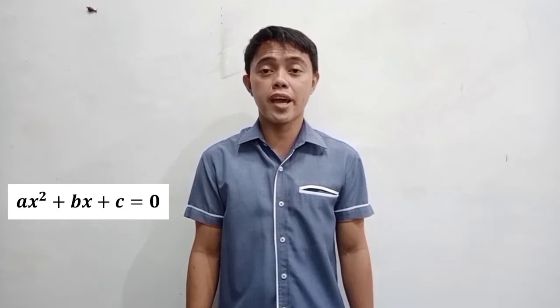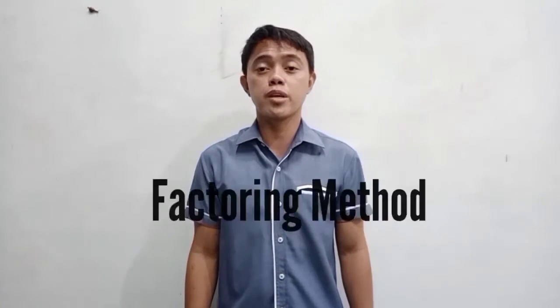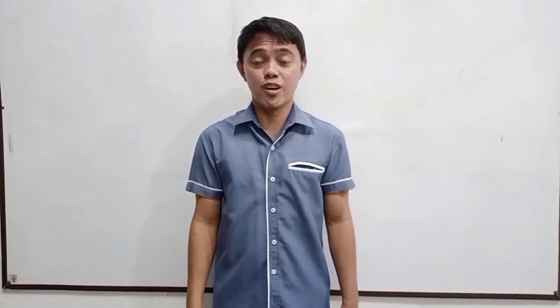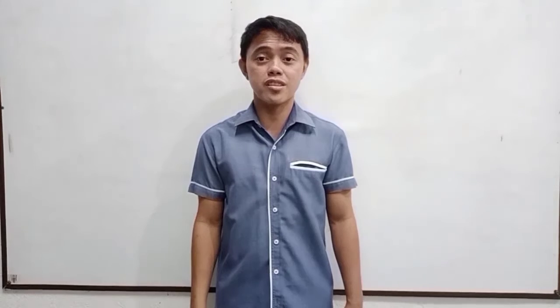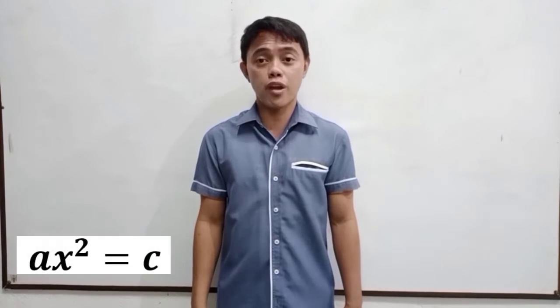If the equation is in the form ax squared plus bx plus c is equal to 0 and is factorable, then we can solve the equation by factoring method. However, there are quadratic equations that are neither in the form ax squared is equal to c nor factorable. In this kind of quadratic equation, we need to use another method, which is the completing the square method.